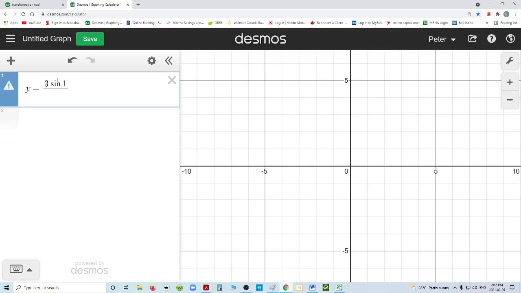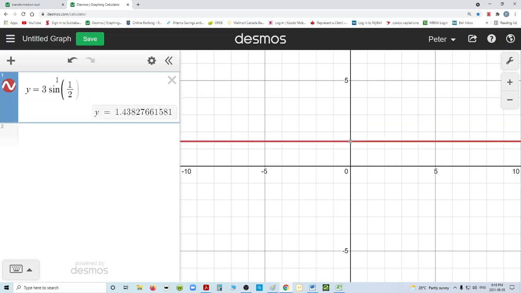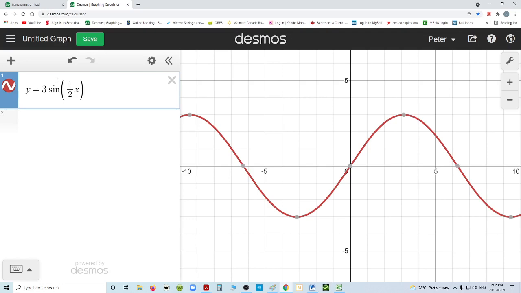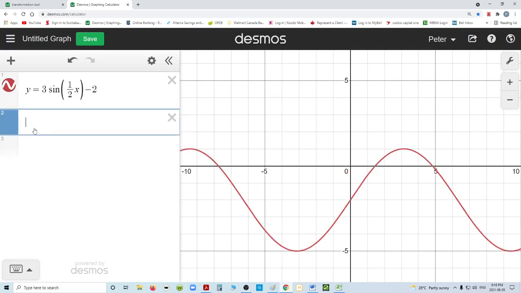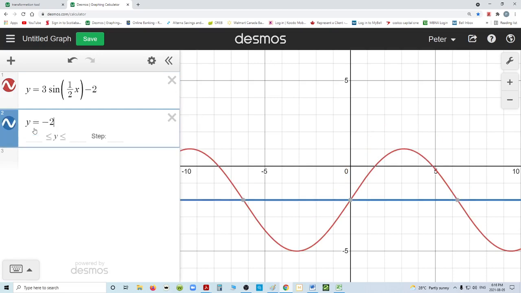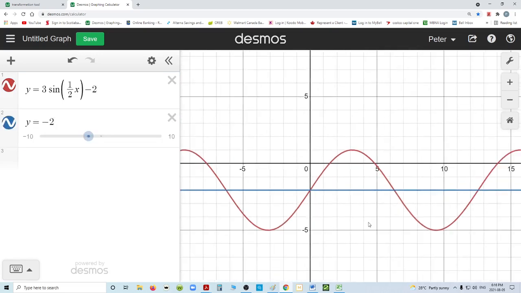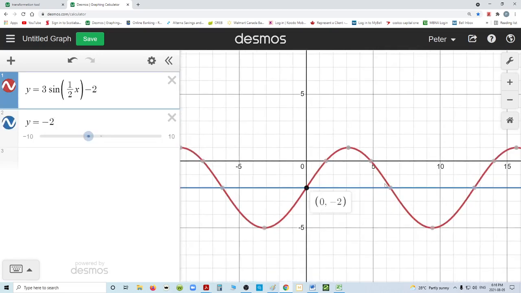a half x. Oh, I had to put that in brackets. A half x, and then lower it all by 2. And then we'll just put the axis there so you can see it easier. Sure enough, there's my sine. There's my new sine curve. And you're going to get used to radians soon enough. And my new sine curve is no longer 2 pi, it's 4 pi.